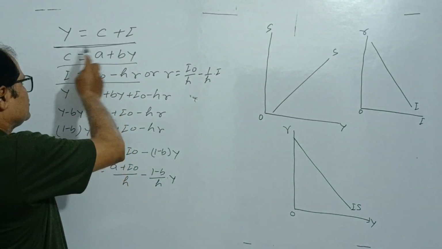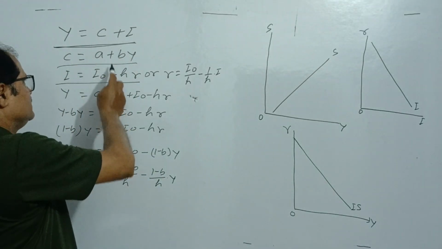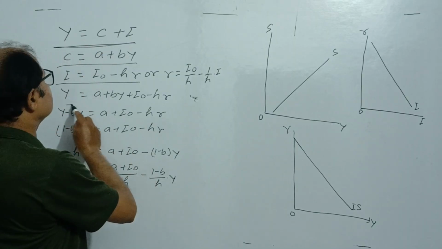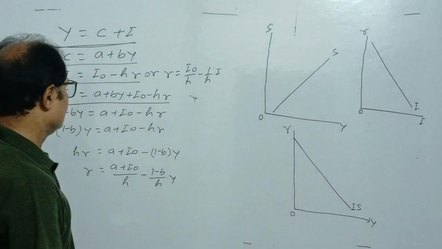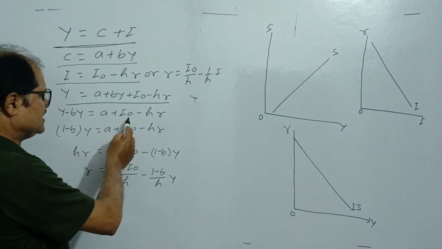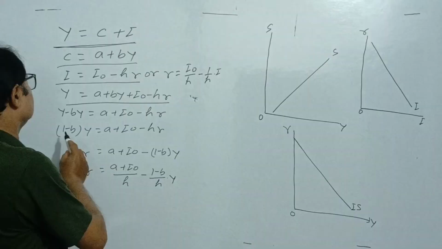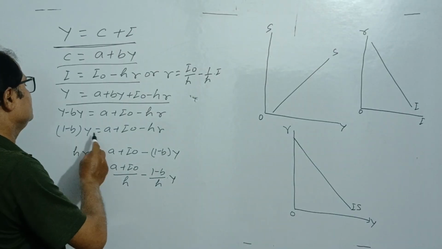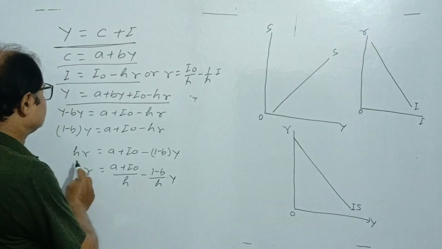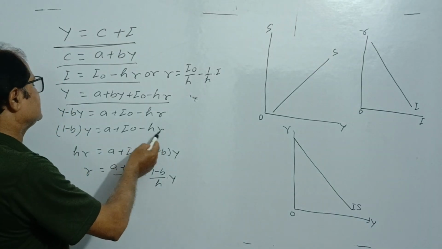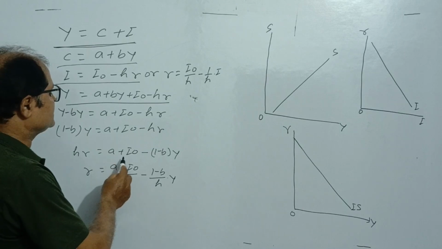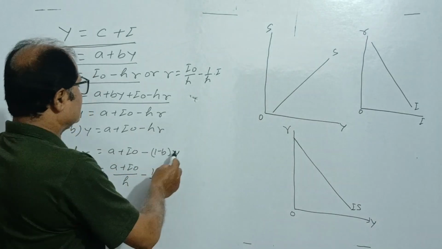For equilibrium, Y is equal to C plus I. So these functions have been written in place of consumption and investment, and we have this equation. Taking BY to this side, we get Y minus BY is equal to A plus I0 minus HR. Taking Y common, we have (1 minus B)Y is equal to A plus I0 minus HR. So HR is equal to, taking HR to this side and taking this to this side, A plus I0 minus (1 minus B)Y.